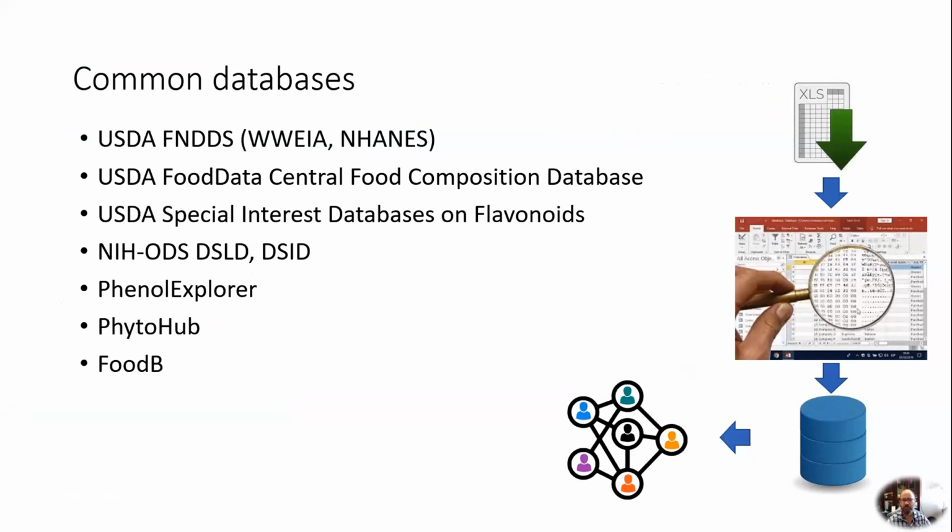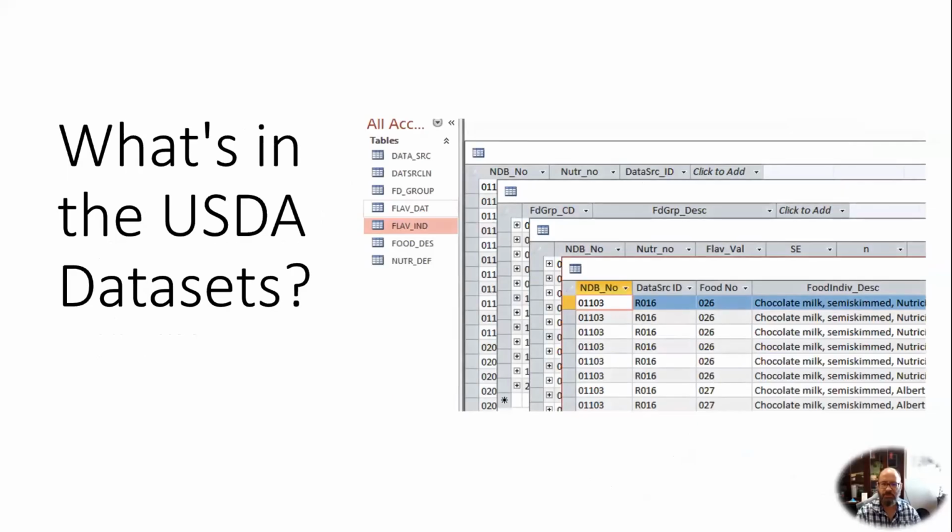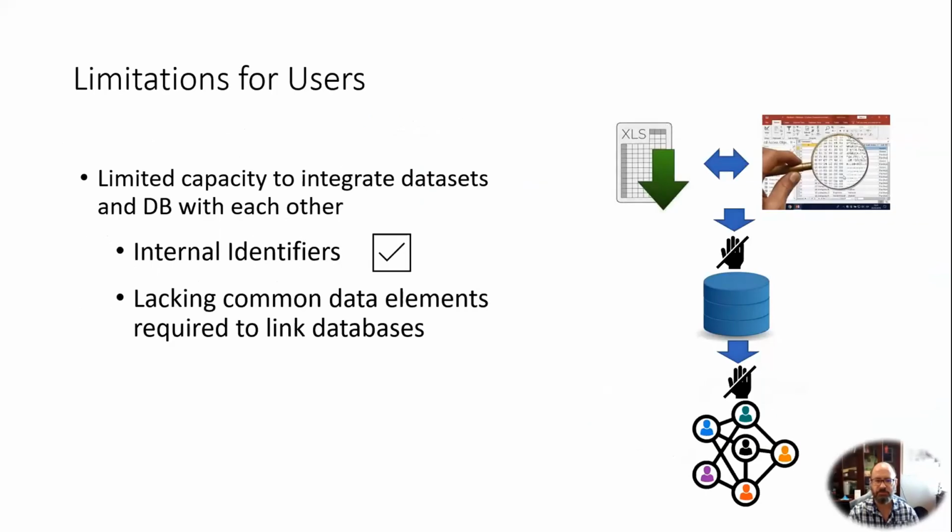As I've mentioned, there are significant pre-existing databases which do capture compositional elements of foods, such as the USDA FNDDS database, FoodData Central, specific interest databases such as the polyphenols databases, NIH Office of Dietary Supplement databases. We have Phenol Explorer, PhytoHub, and FooDB. Now, if we consider what's in these databases, taking, for example, the USDA database, visually what you're looking at is a collection of data sets which have some common data elements allowing them to be linked.